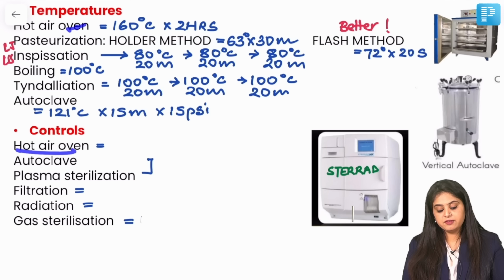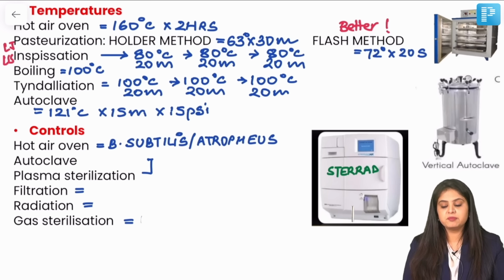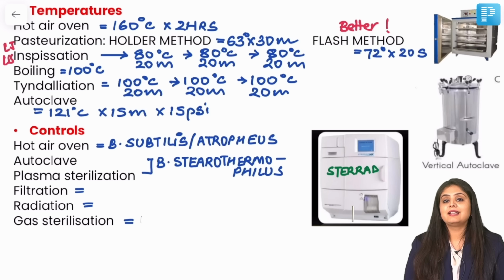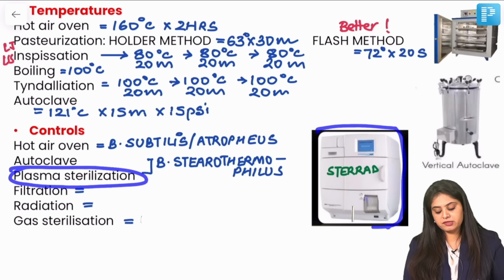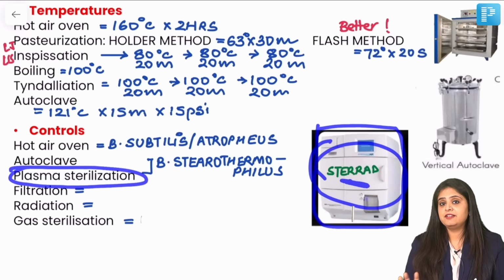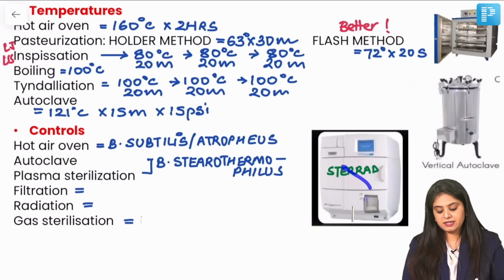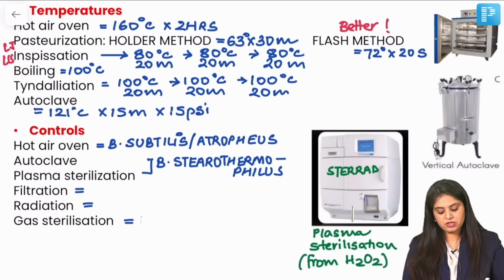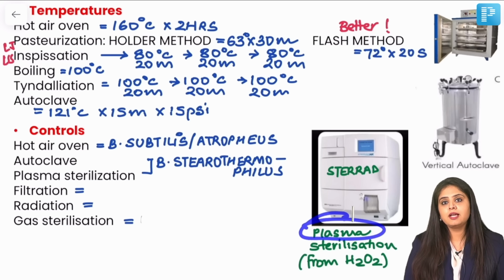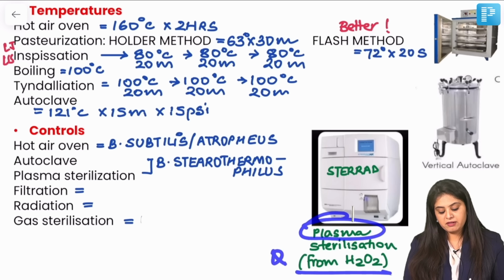Starting with the hot air oven, which we just studied, the control is Bacillus subtilis or Bacillus atrophaeus. Moving on to autoclave, which we again studied right now, and also for plasma sterilization, the control is the same, that is Bacillus stearothermophilus. I hope you've not forgotten plasma sterilization looks like this white color box. The name of the machine for sterilization is Sterrad. If they write this white color box as Sterrad, they are talking about plasma sterilization. And the question is, how have you made plasma? From which molecule or chemical have you prepared plasma? It is prepared from H2O2.